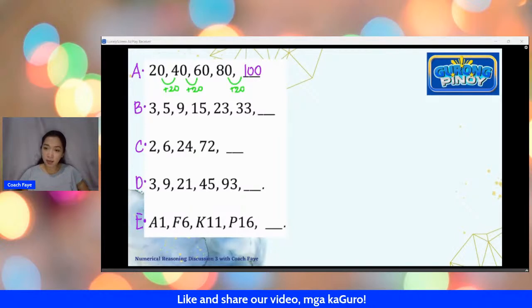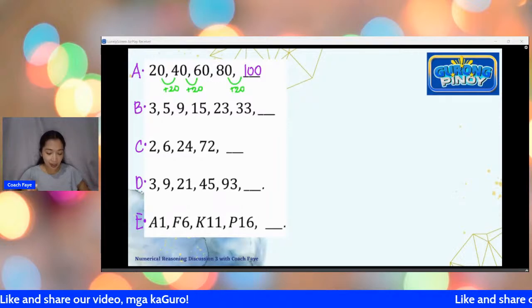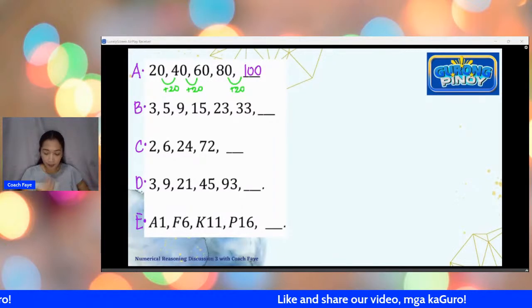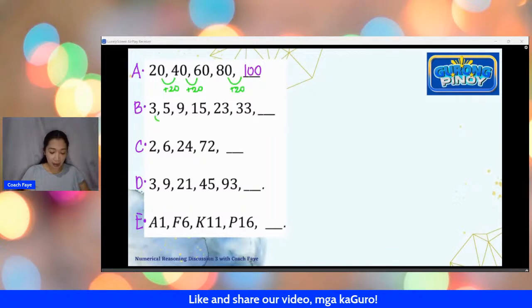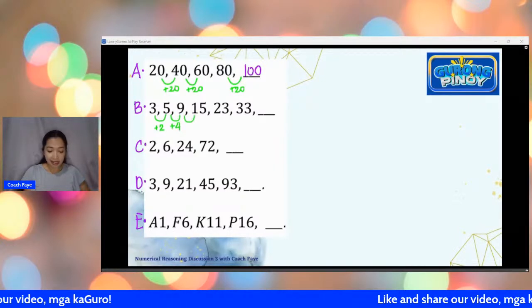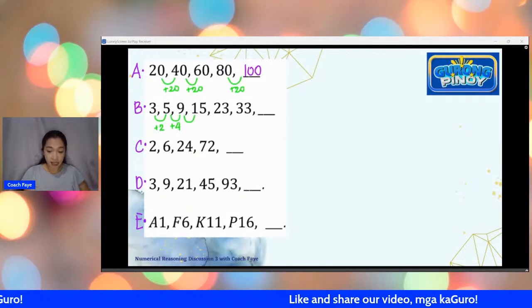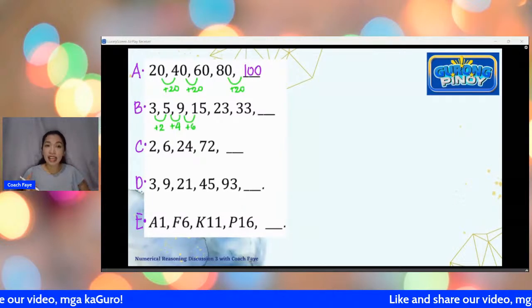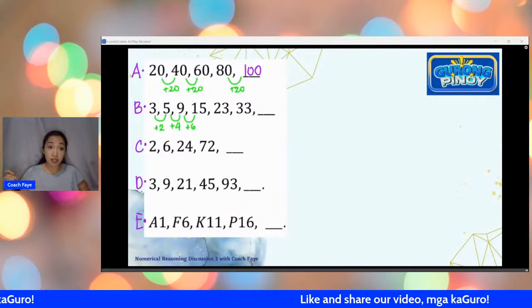Let's take a look, because the answers are a bit different. There is 45, and then there is 46. Let's check what's going on here. In letter B, the first item is plus 2. The second item is plus 4. The third item becomes plus 6. Can you see the pattern now? The pattern is that you keep on adding, but what we add is also increasing.